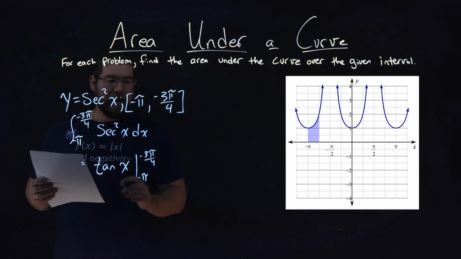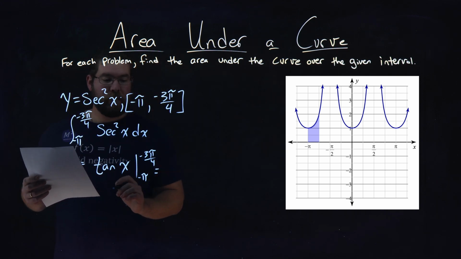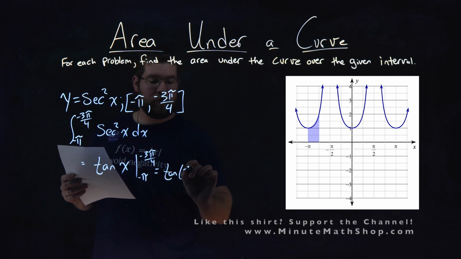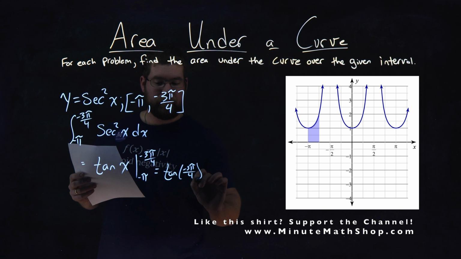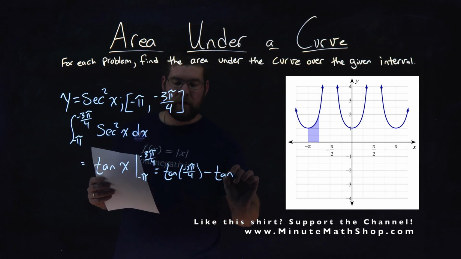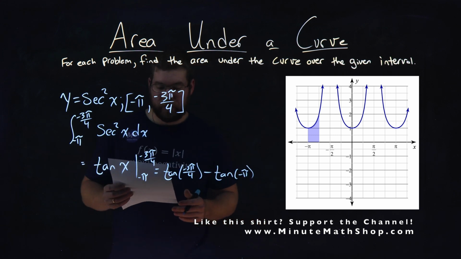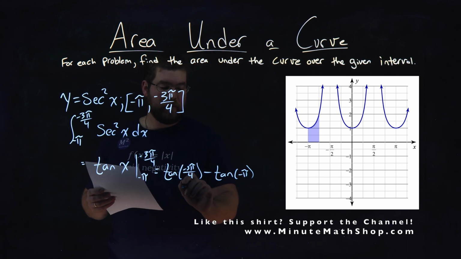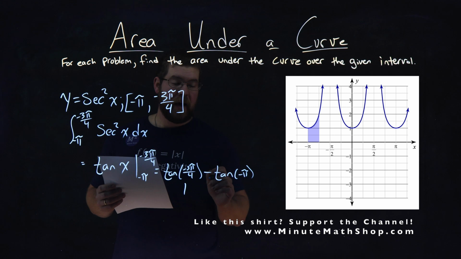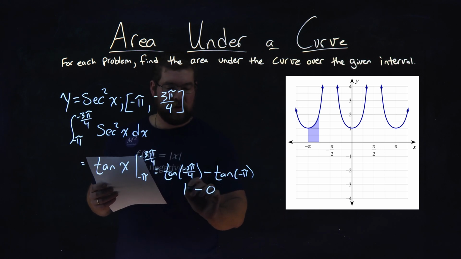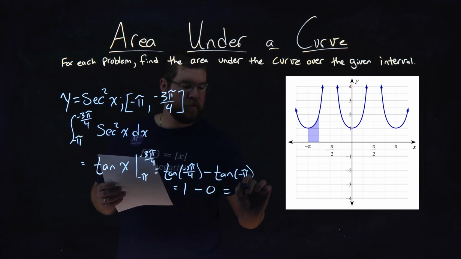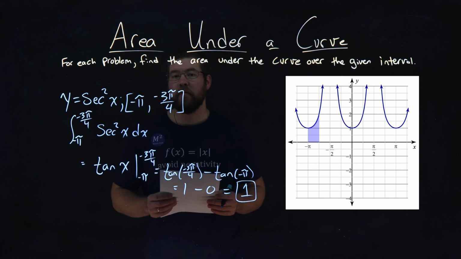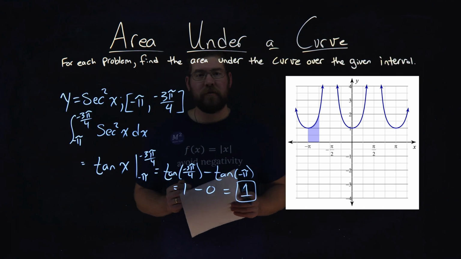Well, from there, we're going to plug in -3 pi over 4 for x first. So we have the tangent of -3 pi over 4 minus the tangent of -pi. Well, simplifying that out, what's the tangent of -3 pi over 4? And that is a 1. Tangent of -pi is a 0. And 1 minus 0 is good old 1. And there we have it. Our final answer here for the area under the curve is just 1.